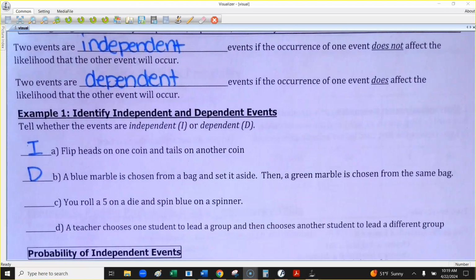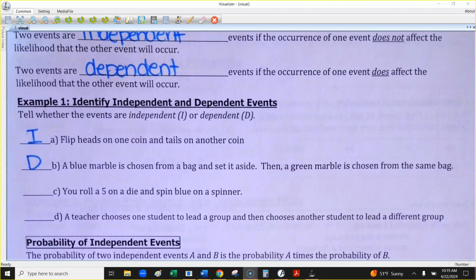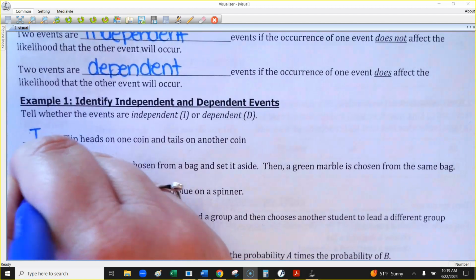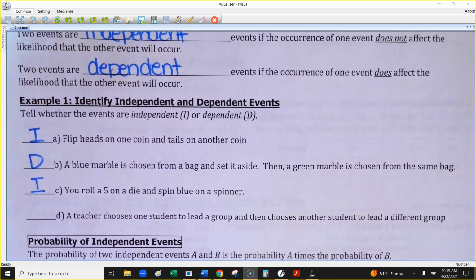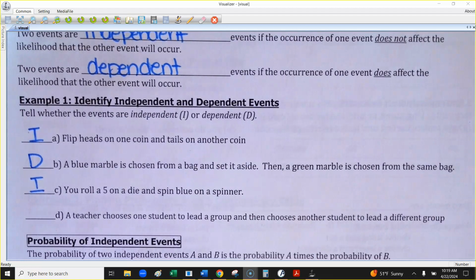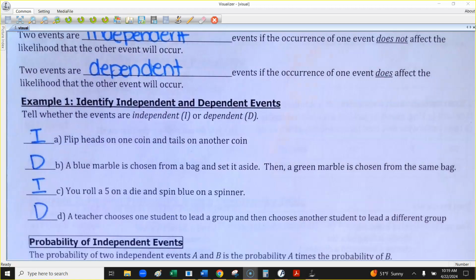Okay, this one says you roll a 5 on a die and spin a blue on a spinner. They don't affect each other. They're totally separate. One's rolling dice, one's spinning a spinner, so they're not connected. Teacher chooses one student to lead a group and then chooses another student to lead a different group. That's dependent. So if I pick one of you guys to be a group leader, then that removes you from the pool of other people I can pick to be the other group leader. So that would be dependent.